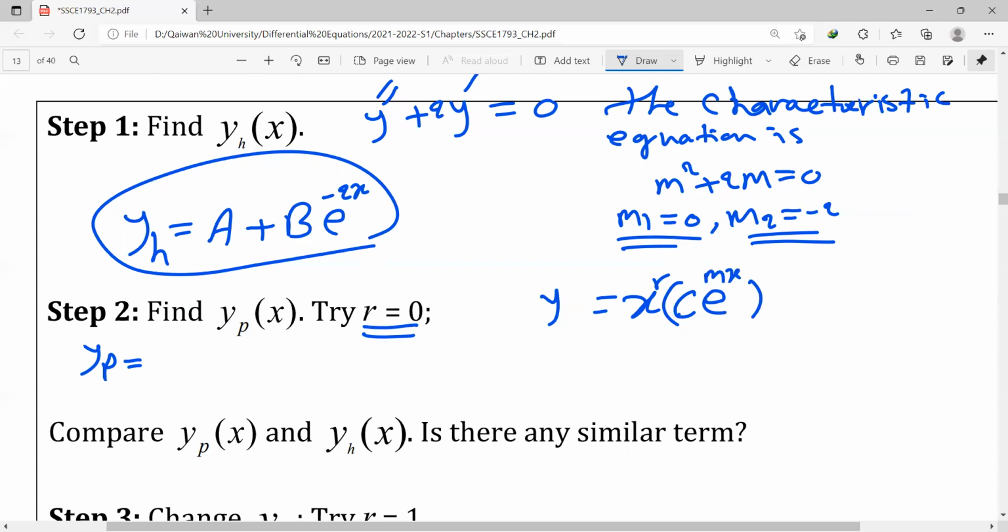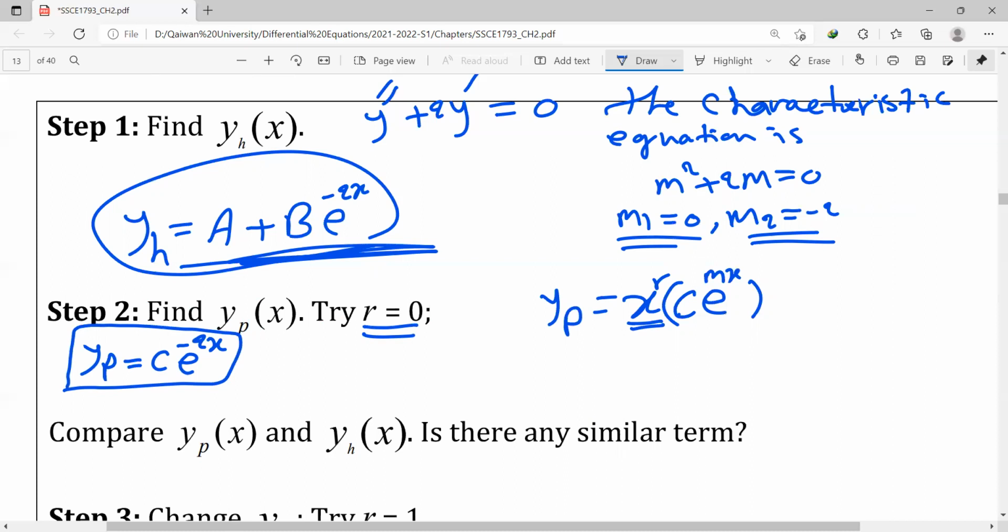Okay. Now we say yp equals, for r to be 0, what do we get? This term is 1. x to the power 0 is 1. So we get yp is c e to the power minus 2x. Do we have similarity between this and the homogeneous solution? Yes, we have e to the same exponents.